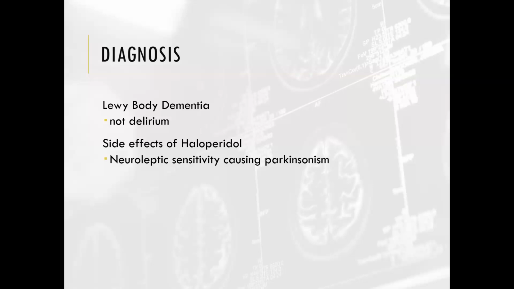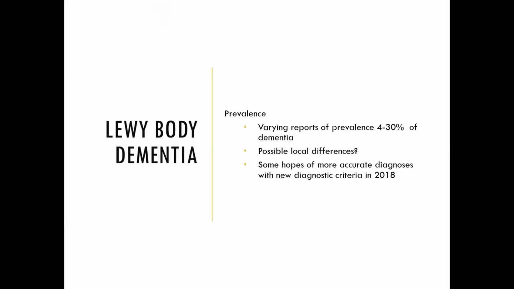And then she also had the great history of this fluctuating level of consciousness that on one hand does make you think about delirium, and you could get tripped up there, but is a core feature of Lewy body dementia, and it can be hard to figure out.